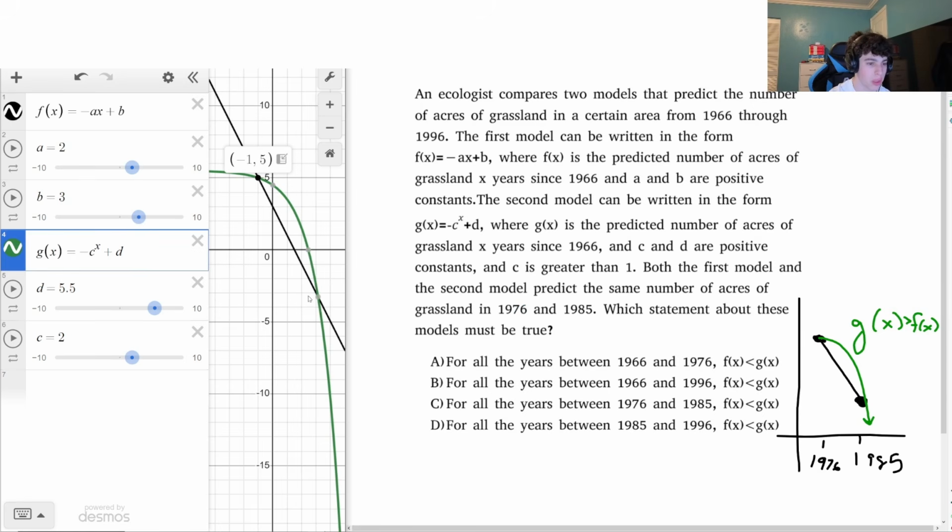Like it doesn't matter what these points actually are. It just matters that whenever they're both going downwards, whenever these are equal, they are going to have g of x being greater than f of x. The SAT loves to test this concept because you actually have to understand how these graphs work. And so anyway, we're just going to have that f of x is less than g of x whenever we're in between these 2 years of 1976 and 1985, which gives us C.